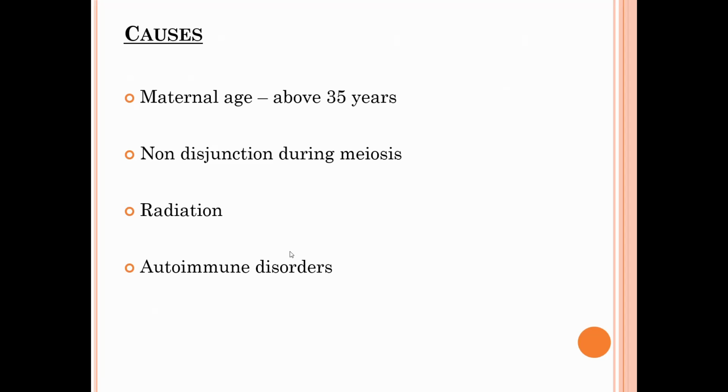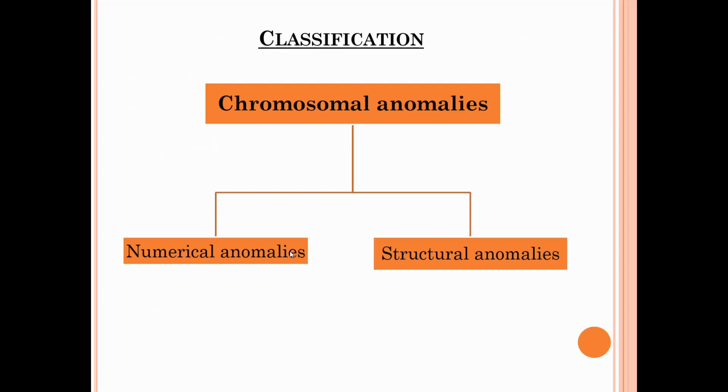What can be the chromosomal anomalies? It can be maternal age above 35 years. It can be because of non-disjunction during meiosis. It can be radiation. It can be autoimmune disorders. Now classification. So chromosomal anomalies can be numerical anomalies or structural anomalies.